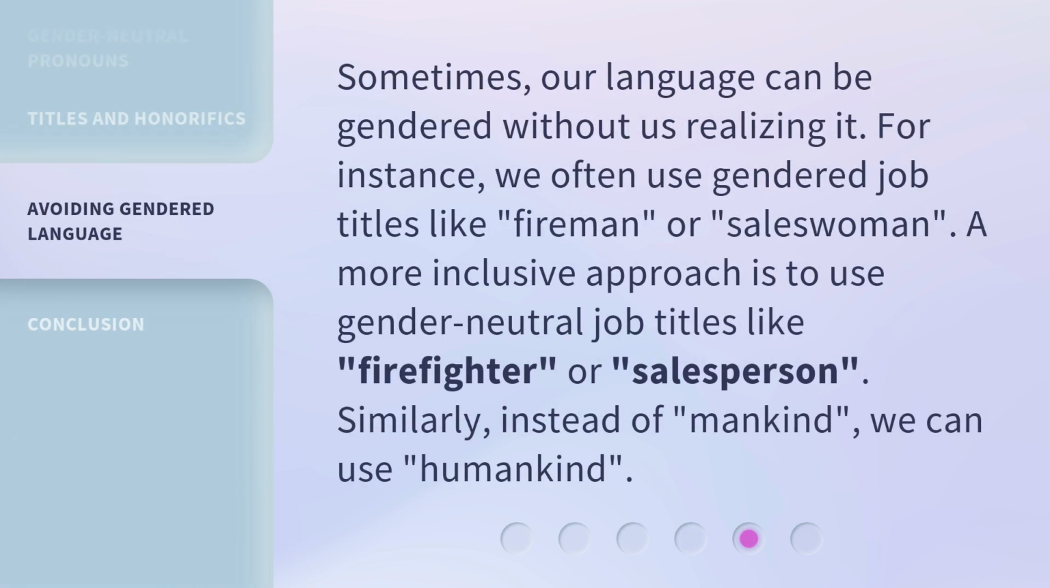Sometimes, our language can be gendered without us realizing it. For instance, we often use gendered job titles like fireman or saleswoman. A more inclusive approach is to use gender-neutral job titles like firefighter or salesperson. Similarly, instead of mankind, we can use humankind.